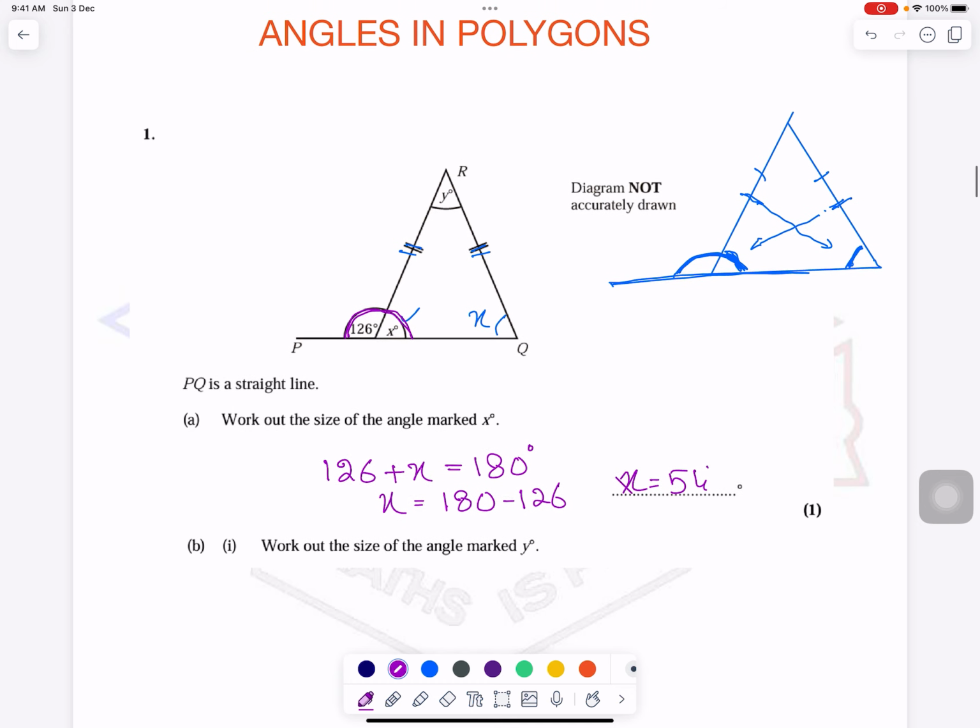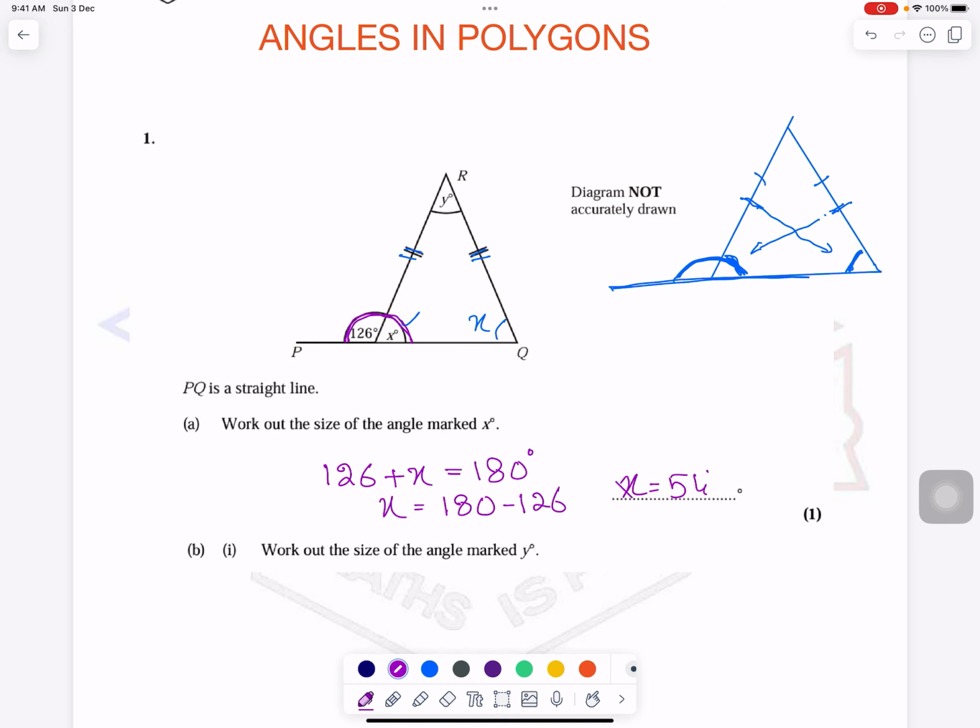Okay, now the next question is work out the size of the angle marked y. Now this is marked y. It means I'm talking about this side. So what comes to your mind? Is it easy now? If this is 54, it means this is also 54, because I have just explained it to you. Angles opposite to equal sides are equal in an isosceles triangle.